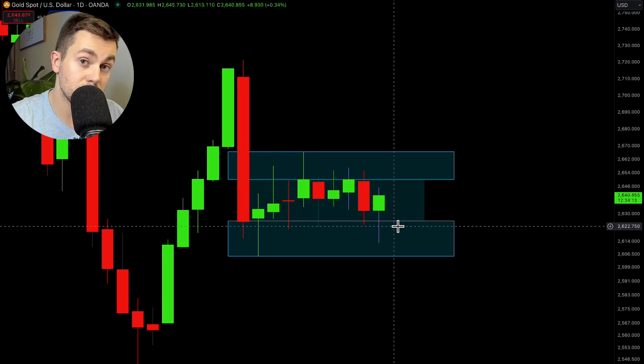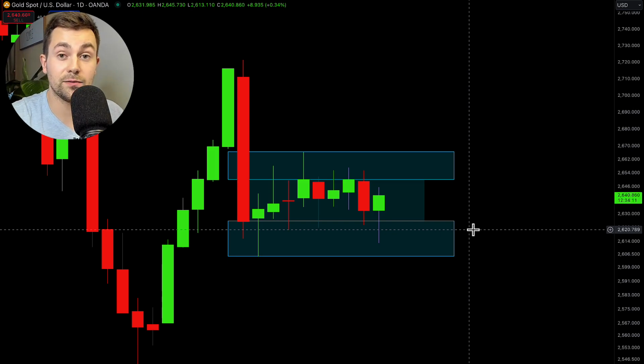Once you see the test of the support of the range on a daily time frame, wait for some intraday bullish signal.